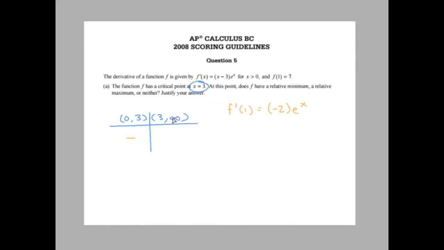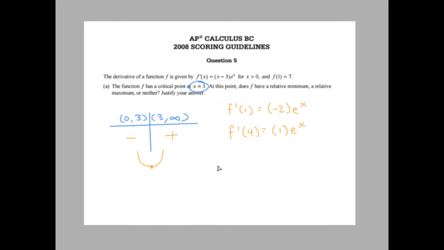And then we'll choose a test value from this interval. We'll try 4. F prime of 4 is equal to 1 times e to the x. This gives us a positive value. So f prime of x in this interval is positive. And since f prime of x gives us the slope of f, our graph is going to look kind of like this. It's going to go down because it's negative and then turn up because it's positive. So therefore we have a relative minimum.